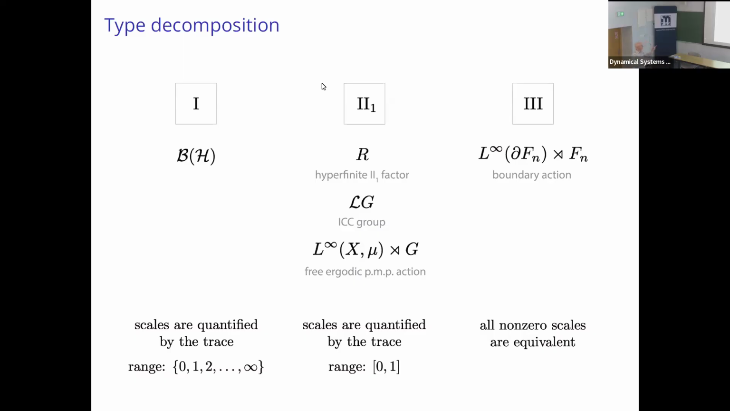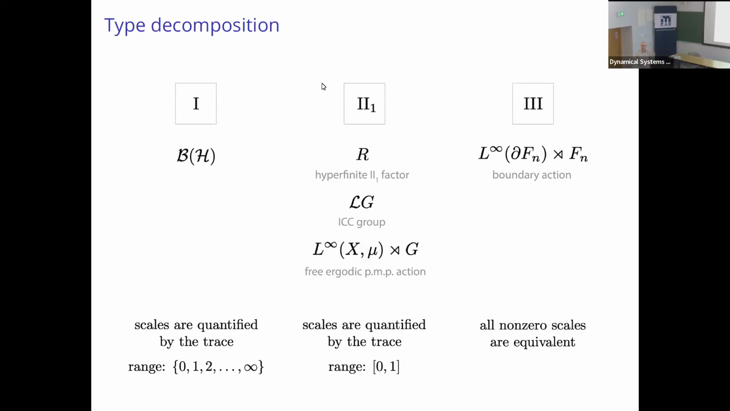And these scales then, so the interesting thing here, in a 2-1 factor, that's under the 2-1 case, all possible values between 0 and 1 occur for the traces on projections. And the trace of a projection is completely determined by its unitary equivalence class. So two projections have the same trace if and only if you can conjugate one to the other by some unitary element. So algebraic equivalence, quote unquote, is the same thing as somehow numerical equivalence. So a very powerful principle.